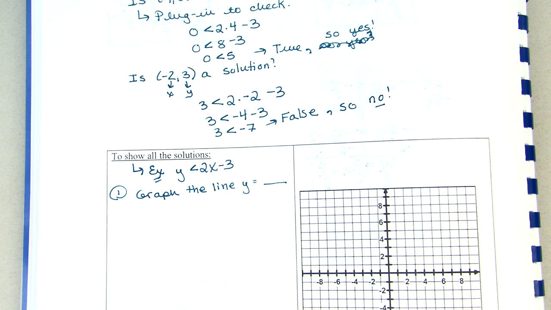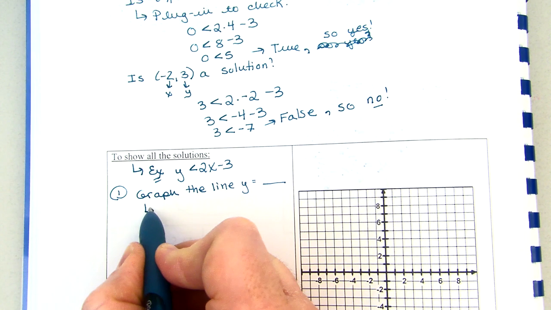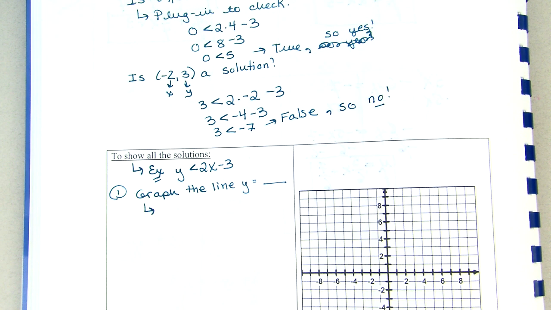However, when we do this, there's a particular way we're going to go about doing this, and I'll explain why in a moment. If our symbol is less than or greater than, we're going to graph using a dashed line.